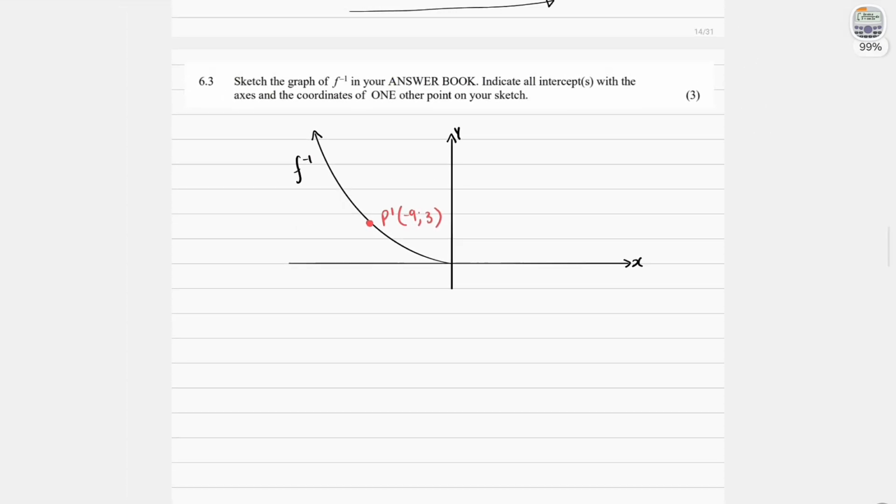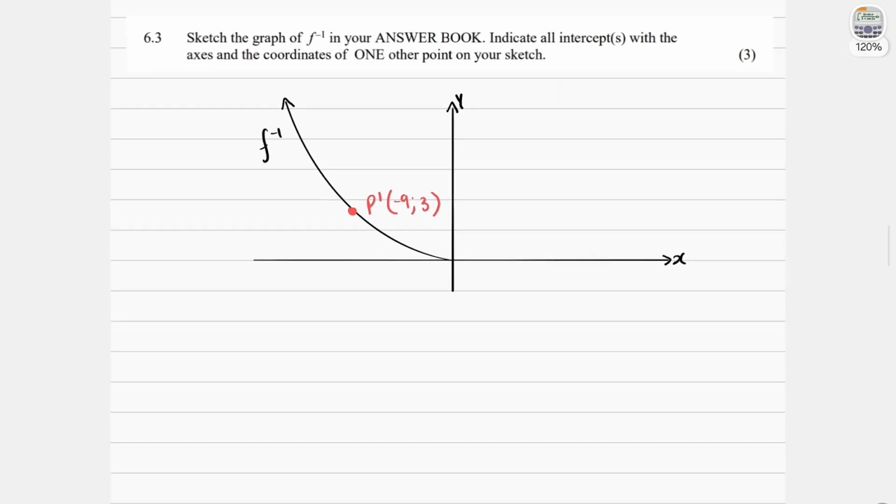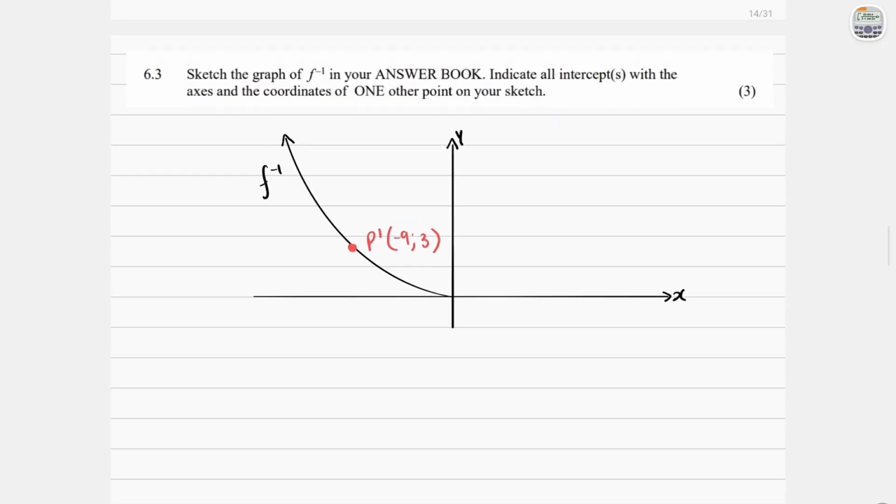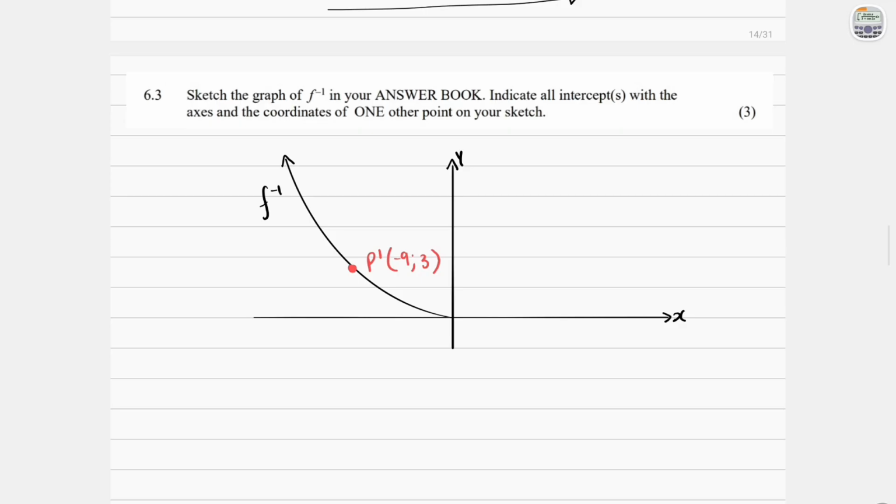And that is what our graph of the inverse basically looks like. Okay, so that is it for question 6.3. Moving on to the next question.